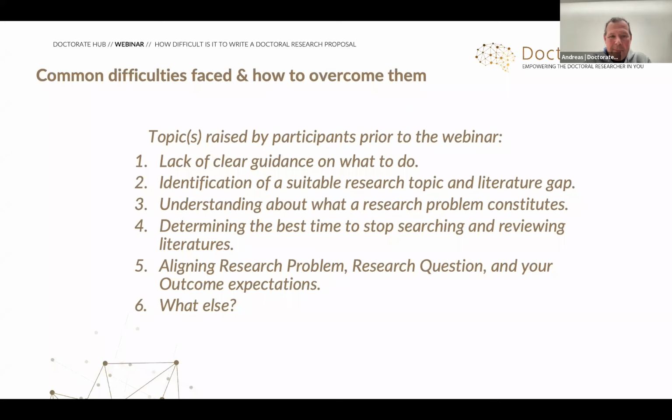And then determining the best time to stop searching and reviewing literature. And that is a challenge that, as a matter of fact, can stay with you throughout your entire thesis duration, because there's an endless amount of literature. So you could continue reading forever. And obviously that's not leading to either a research proposal being finished or a thesis being finished.